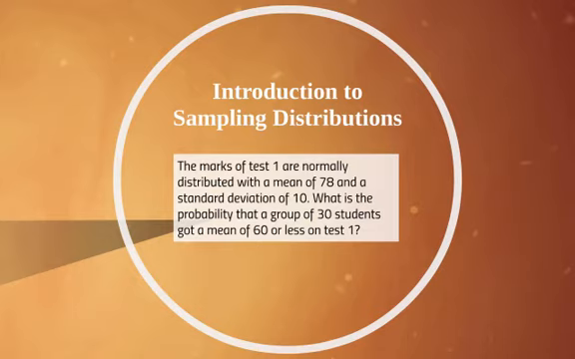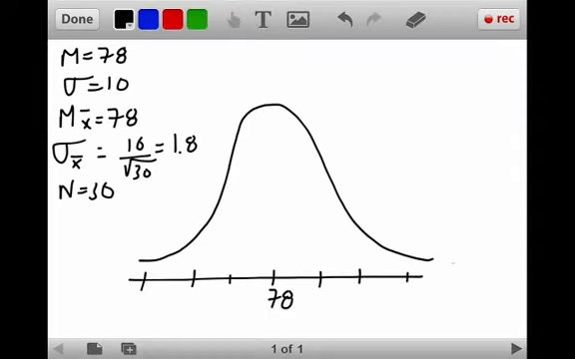What is the probability that a group of 30 students got a mean of 60 or less on test number 1? So not only one student, but a group of 30 students. I will show you how to answer this problem. For this problem, we're still working with a normal distribution.